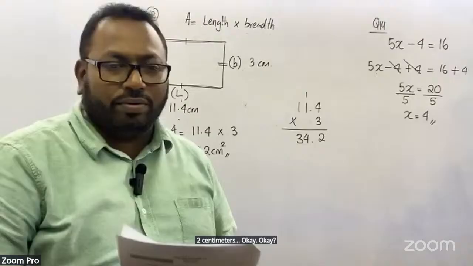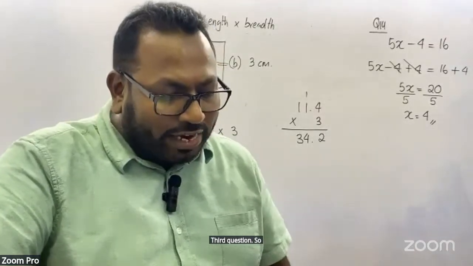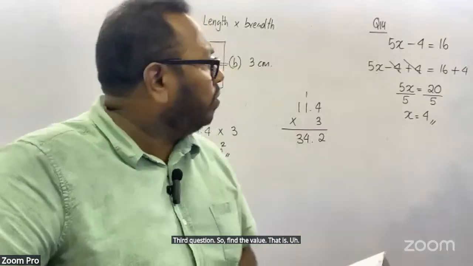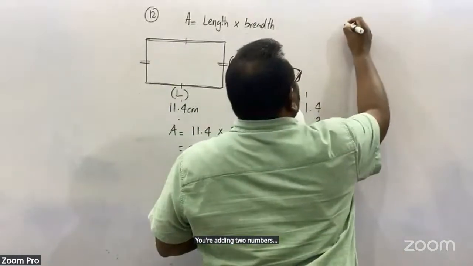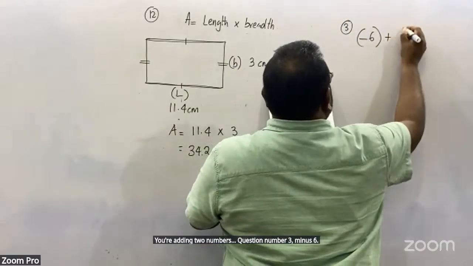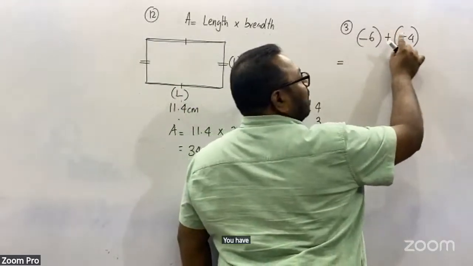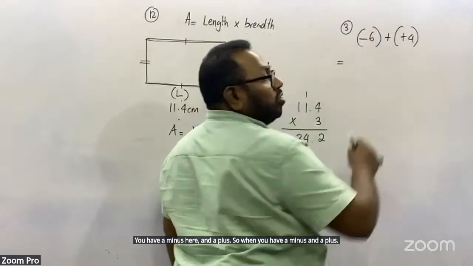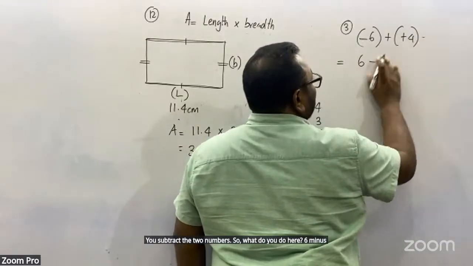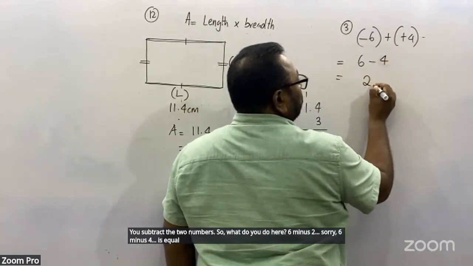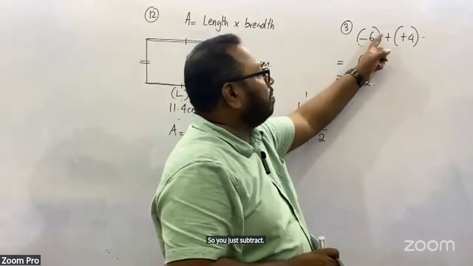I have a doubt in the third question. Find the value. That is directed numbers, I told you. What do you do when you add two numbers with different signs? Question number 3, -6 plus 4. You have a minus and a plus, so you subtract the two numbers. 6 minus 4 is equal to 2. You do that first.